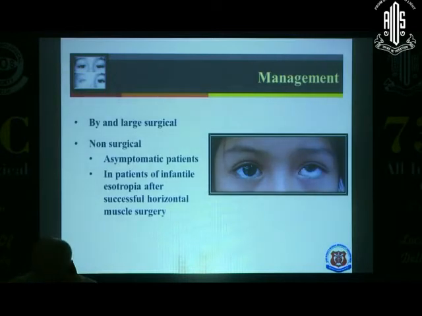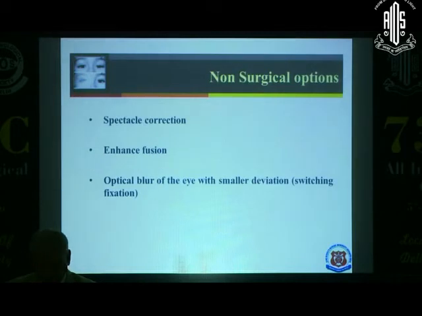The management is by and large surgical. Non-surgical management is considered in asymptomatic patients and in patients of infantile esotropia after successful horizontal muscle surgery. The non-surgical options are, of course, spectacle correction, as in all patients of strabismus. That is the first step before we decide to deal with the binocular problem. The second is to enhance fusion, and in selected patients, optical blur of the eye may reduce the deviation and the patient may become better.